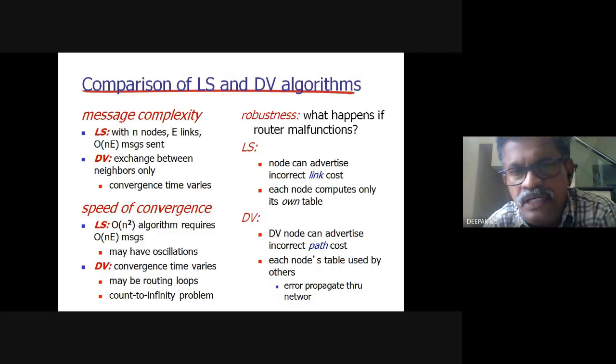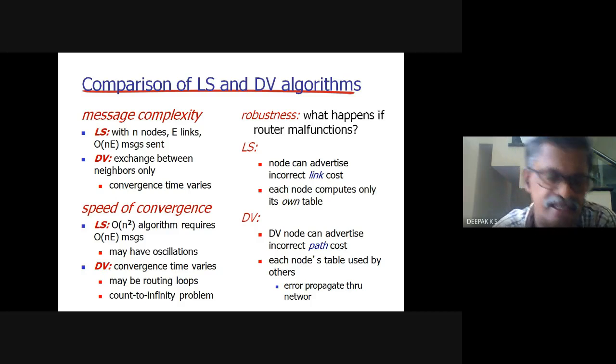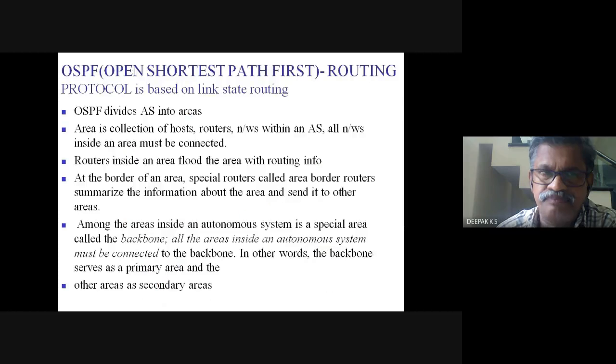So if I just put a slide to compare link state and distance vector. This is taken from Kurose's book, so you can just go through it. What is the comparison? In link state, what you have is flooding. You send to everyone else, whereas in distance vector, it is exchanged between neighbors only. So the algorithm cost would be different, complexity would be different, and the convergence time will vary. Okay, so those are the comparisons between link state and distance vector.